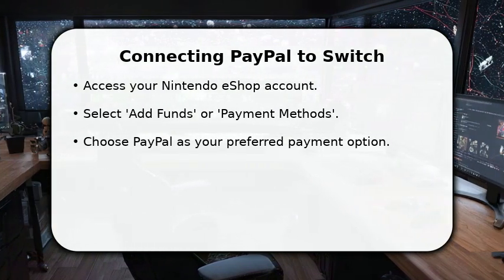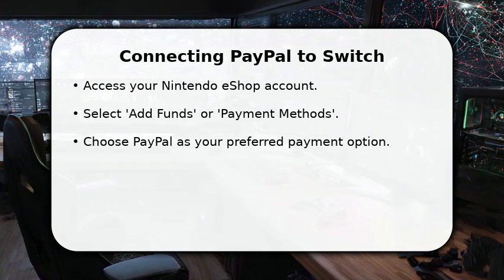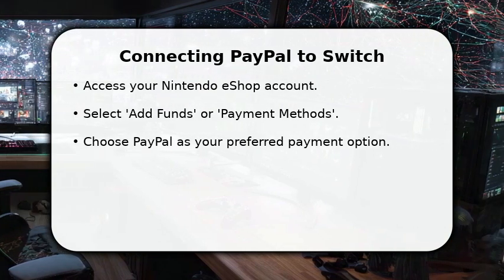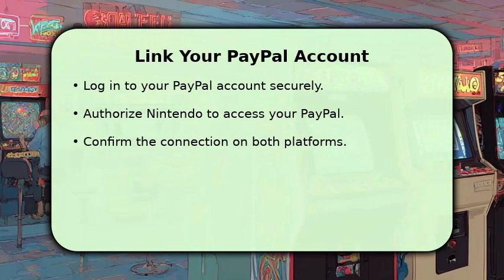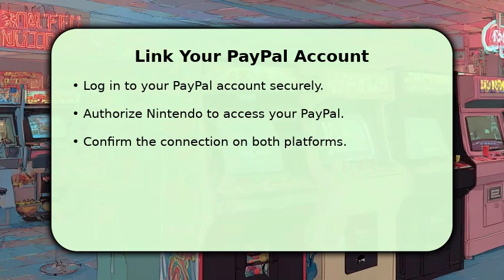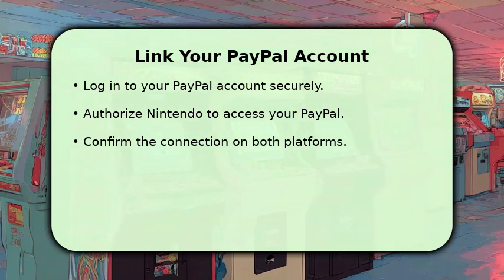From the menu on the left, choose Add Funds or Payment Methods to begin the process of linking your PayPal account. This initial step is crucial for setting up your preferred payment option. Next, you will be prompted to select PayPal as your desired payment method. After choosing PayPal, the system will redirect you to a secure PayPal login page.